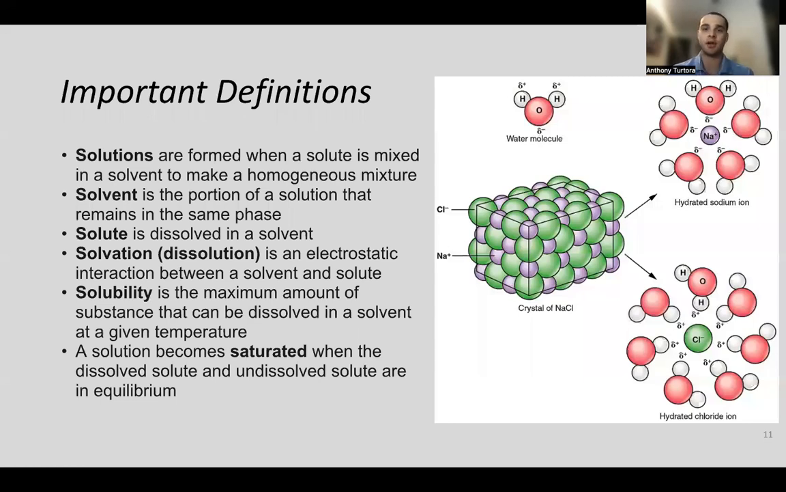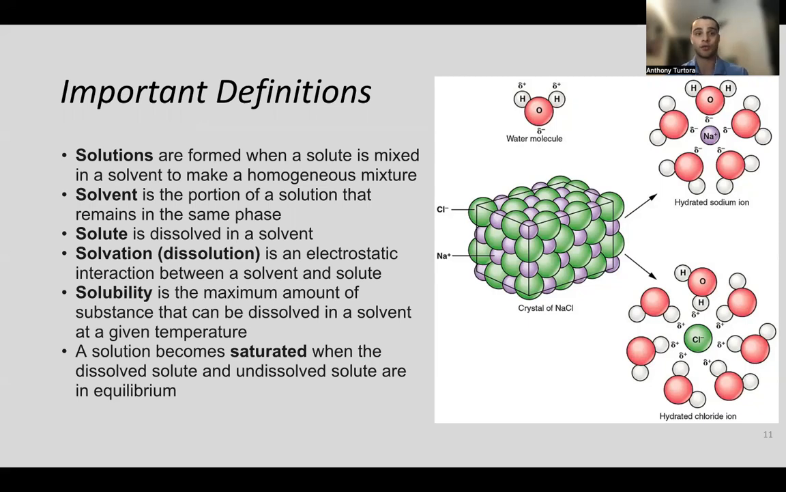So talking specifically about solutions and solubility, important definitions that we need to know to understand solubility are, 1, solutions, what they are. As I said, they're formed when a solute and a solvent are mixed together. They form a homogeneous mixture, meaning that they're forming without anything in the way. So the definition of a solvent is the portion of a solution that remains in the same phase. It is the largest part of the solution.